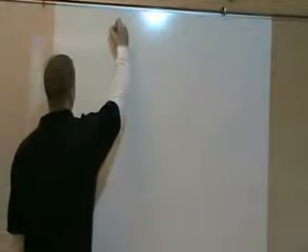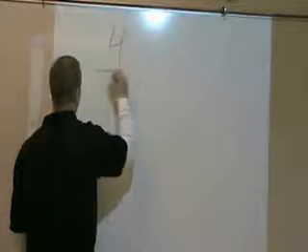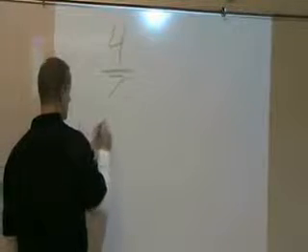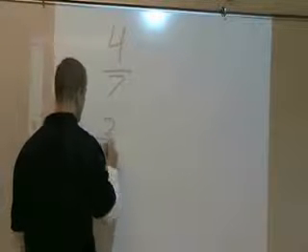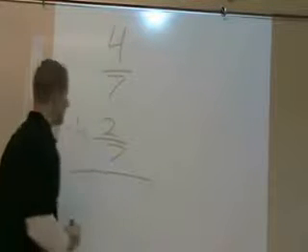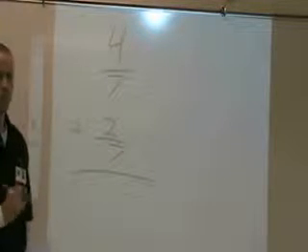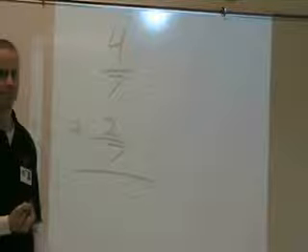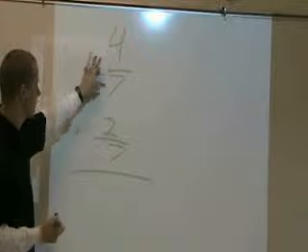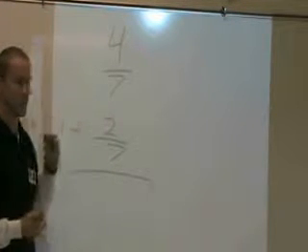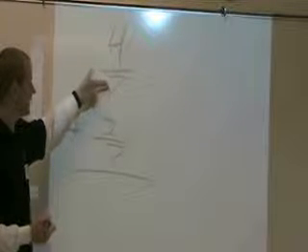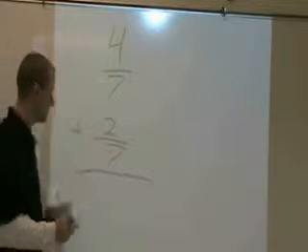Let's start off with the operation of adding fractions. Let's take 4/7 plus 2/7. Now take a look at this. What do you notice is the same? The 4 and the 7, the 2 and the 7. Both problems, what they have in common is their denominators. Both have the denominator of 7.